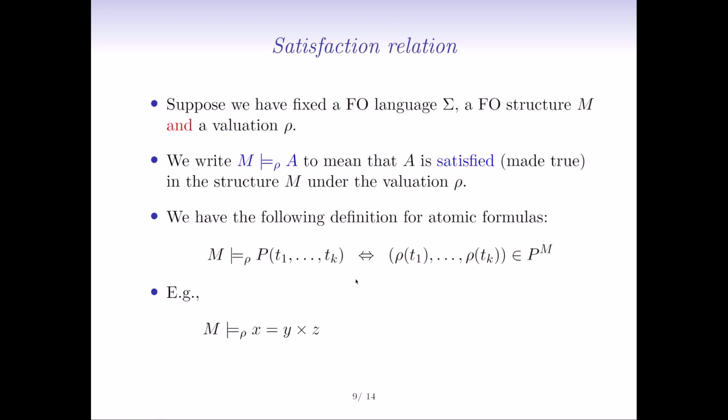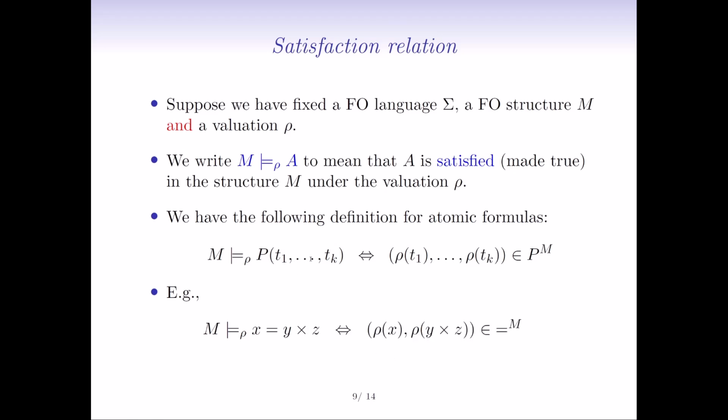So let's see a concrete example of this. Let's think about our structure for Peano arithmetic, where everything has its standard arithmetical interpretation. And let's think of the atomic formula x equals y times z. Now that's an atomic formula. This is a predicate symbol. I've written it infix, and it's applied to two terms, x, the variable, and y times z, which is a term built from the function symbol times and two variables, y and z.